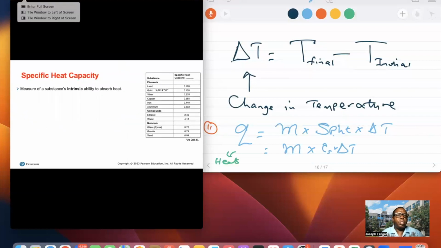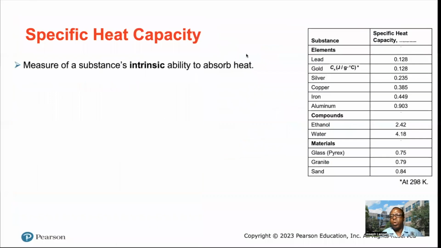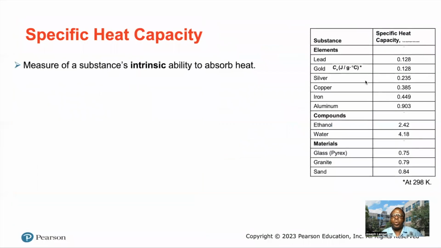Here, let me just blow up this, show you a few substances in the text with their given specific heat. This is different from the heat capacity. Remember how I defined it? Specific heat capacity is an intrinsic ability of a substance to absorb heat. It's the amount of heat required to raise 1 gram of a substance by 1 degree Celsius.